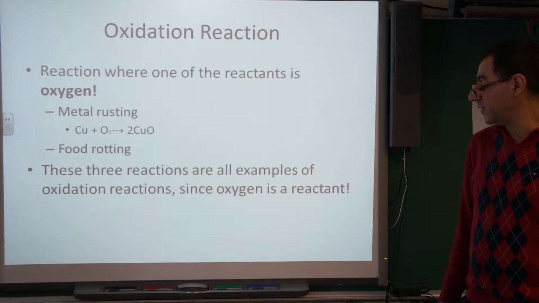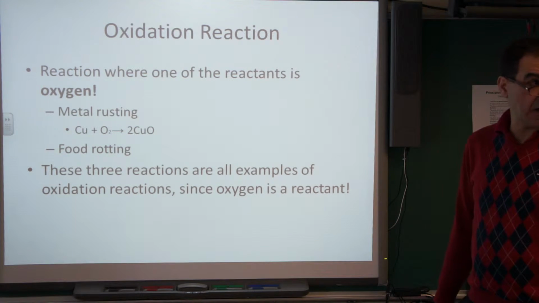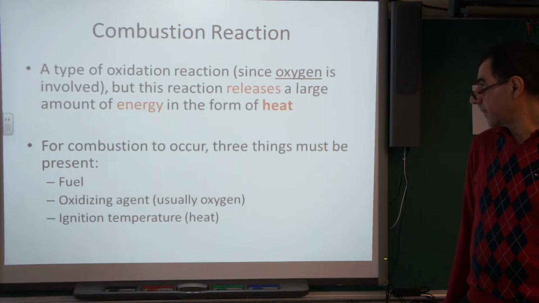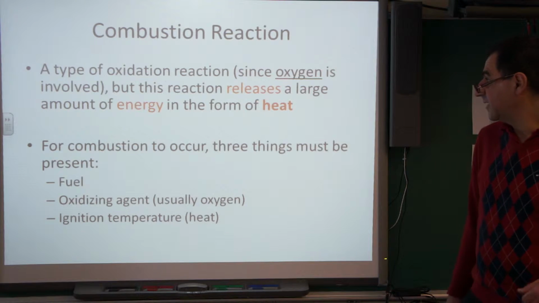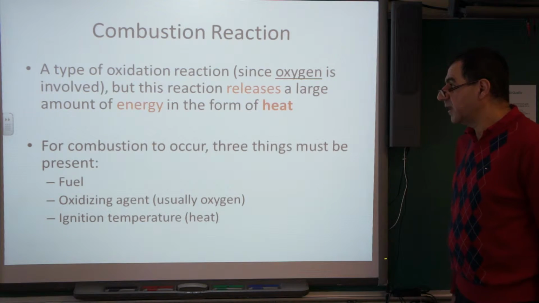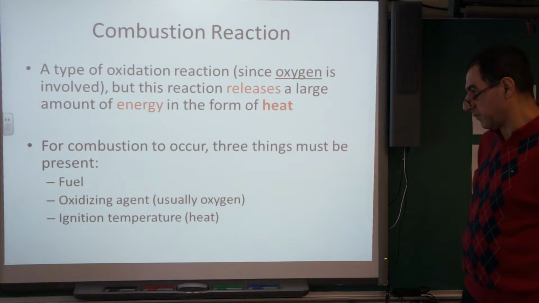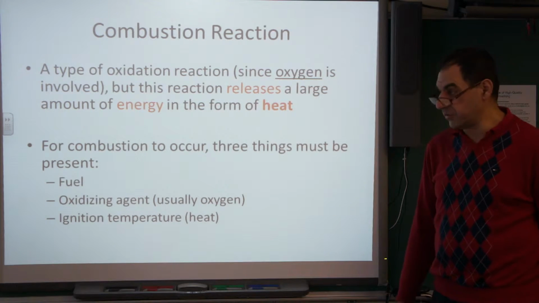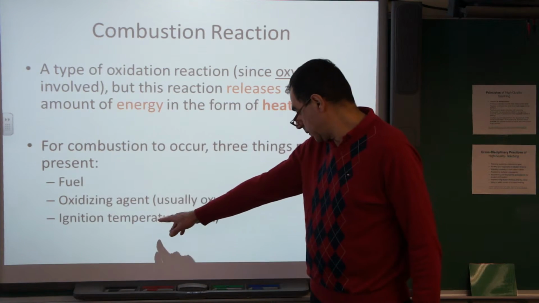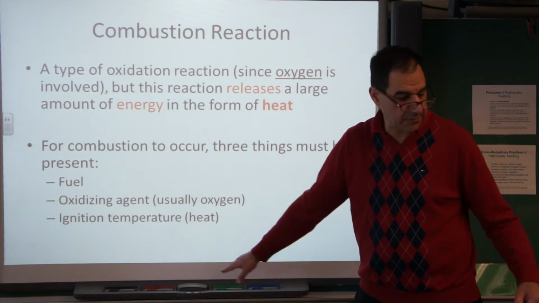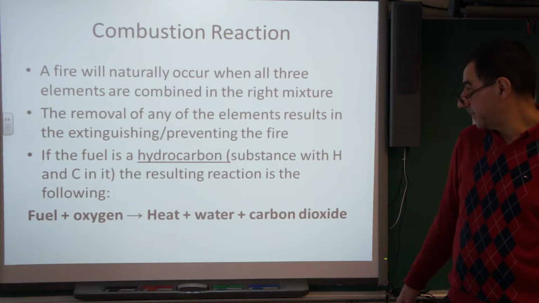Oxidation reaction occurs when one of the reactants is oxygen, such as when metal rusts. Combustion reaction is a type of oxidation reaction since oxygen is involved, but this reaction releases a large amount of energy in the form of heat. And for combustion to occur, we need fuel and oxidizing agents such as oxygen and ignition temperature in the form of heat.